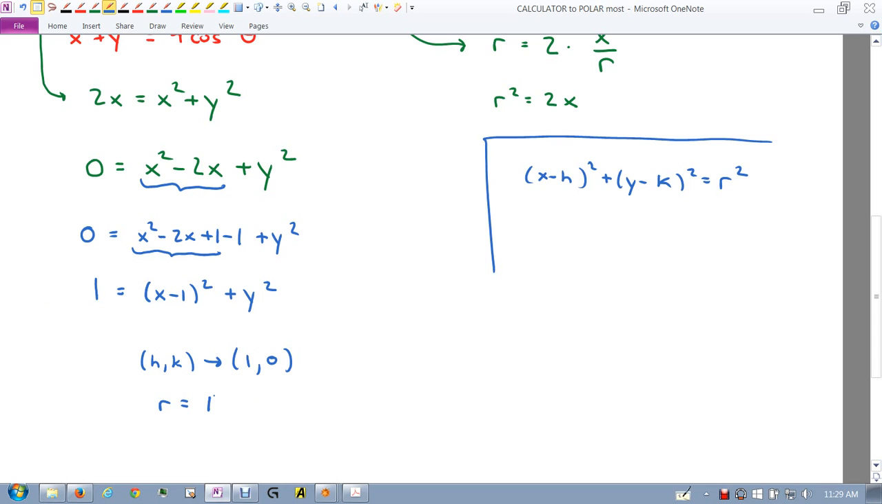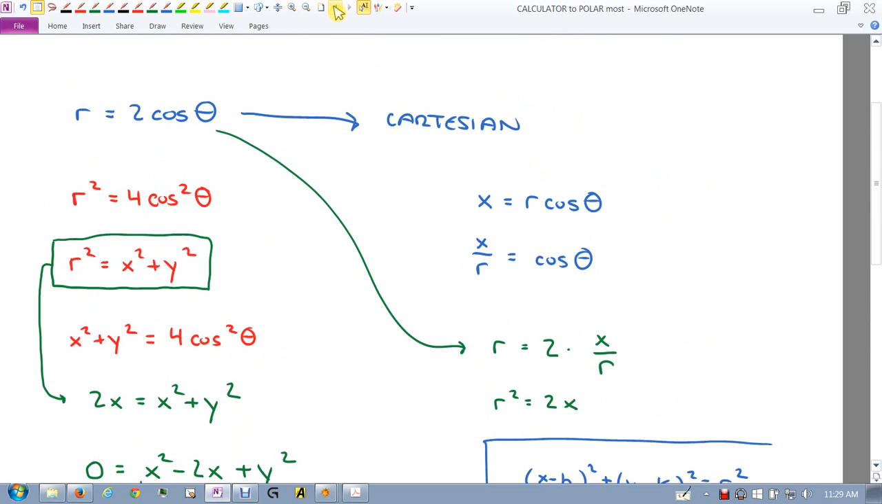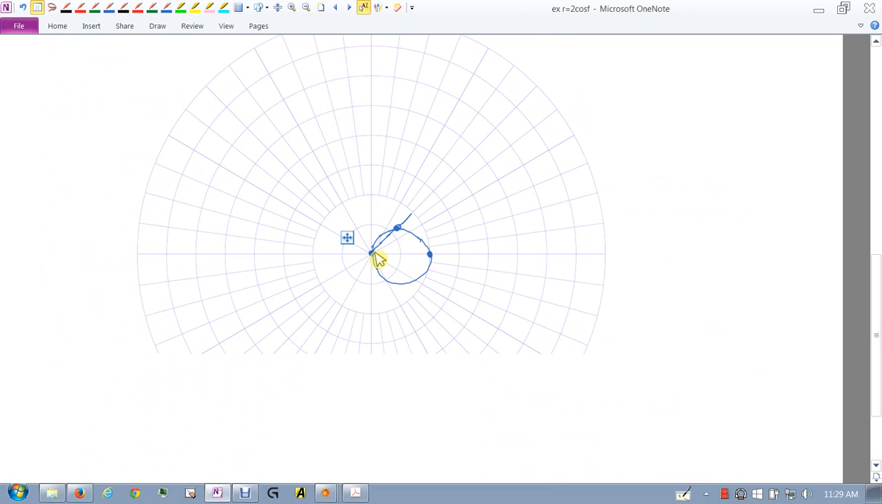Is that what we drew? Yeah. It was a circle. Remember, from here to here was 2, wasn't it? So we know that the center of it is 1, and it's a circle centered there at (1, 0), radius 1.